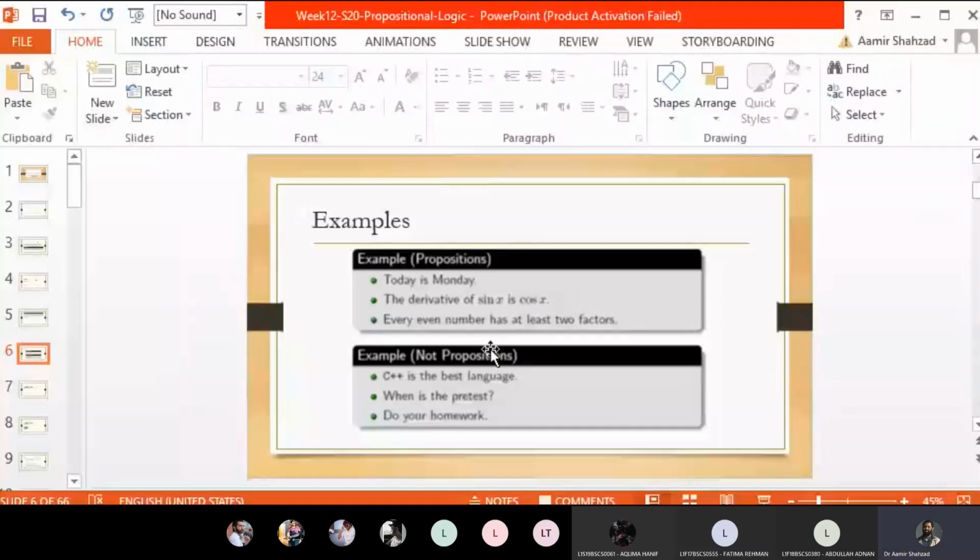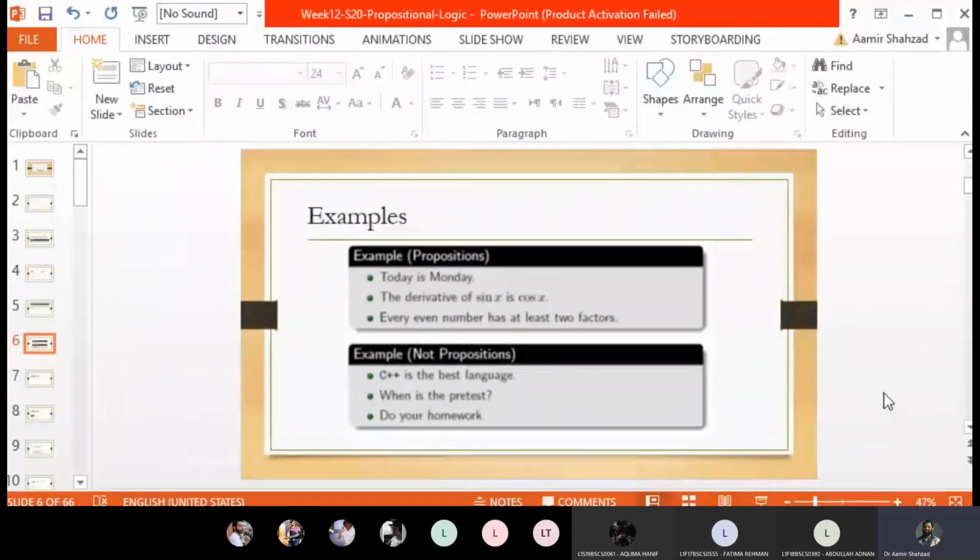Every even number has at least two factors. Is it true or false? Of course, it has to be either true or false. So this is a proposition. But is it a true proposition or a false proposition? Every even number has at least two factors. So is it true or false? जो भी even number होगा उसके कम से कम दो factor लाज़मी होंगे. So is it true or false?